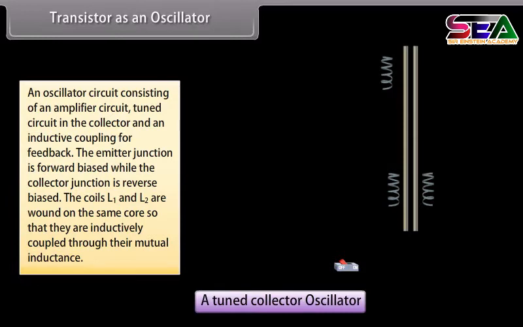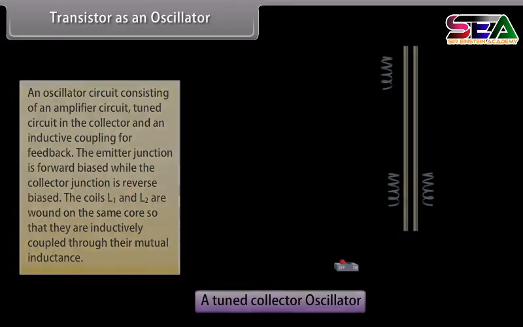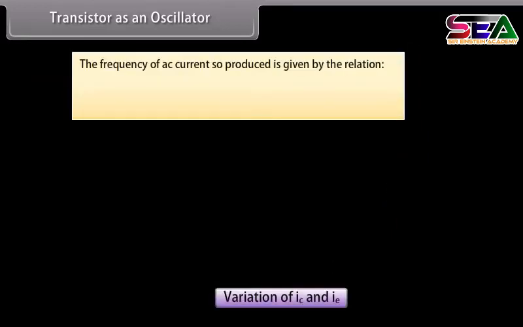On pressing the key, collector current suddenly starts flowing through L1. Consequently, a voltage is induced in coil L, which charges the capacitor C with such a polarity as to support the forward bias of base emitter circuit. On reaching saturation, collector current stops varying, hence induced EMF in coil L vanishes. The frequency of AC current so produced is given by the relation f = 1/(2π) × 1/√(LC).